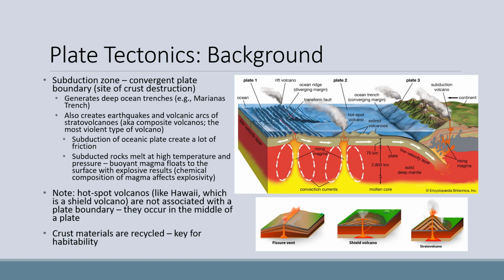Note that hotspot volcanoes, like what Hawaii has, which is a shield volcano, are not associated with plate boundaries. They occur in the middle of a plate, kind of like a zit. There are other volcanoes as well, but we won't discuss them. The implication of divergent and convergent plate boundaries is that crust materials are being recycled, and this is actually a key factor for habitability on Earth.